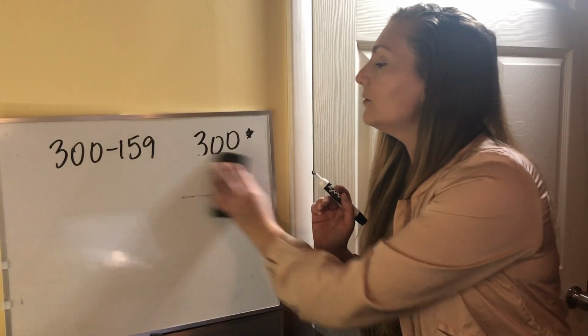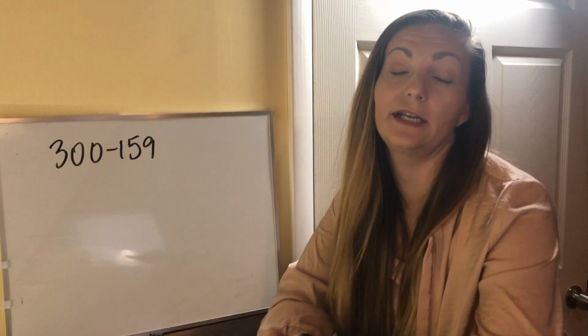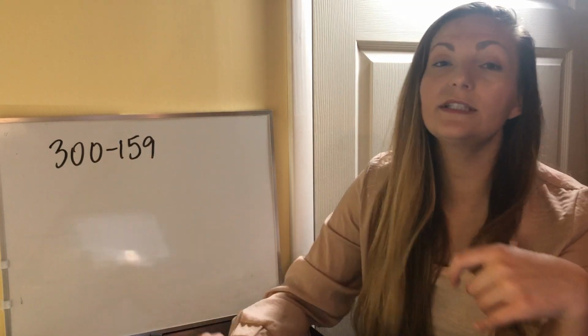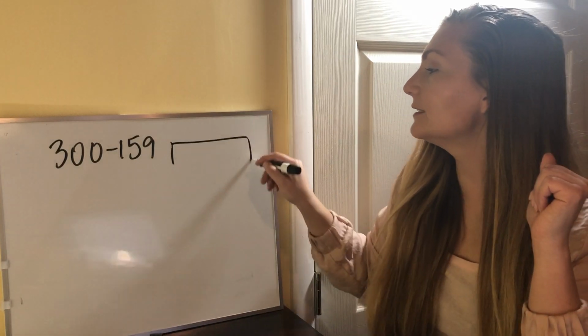So I'm thinking, you know what? Let's try a different one today, right? Let's just try a different one. It helps stretch our brains to try different strategies. So since I know this has so many zeros, it's going to make it difficult. What if I find a way to get rid of those zeros?